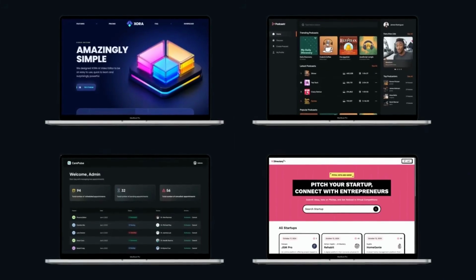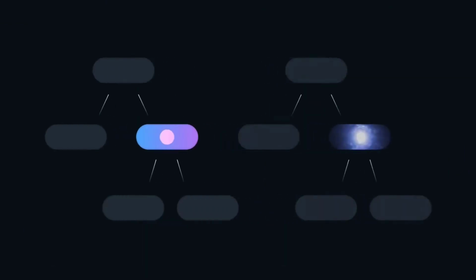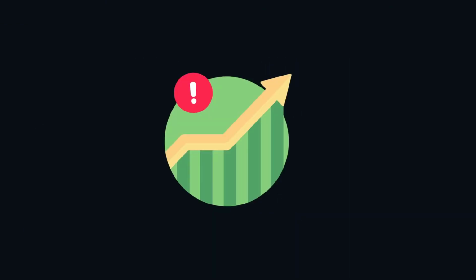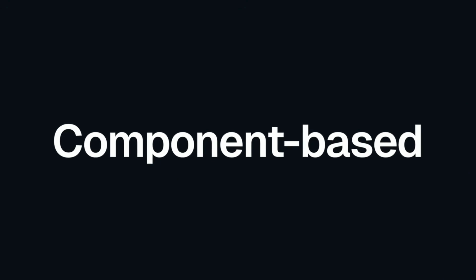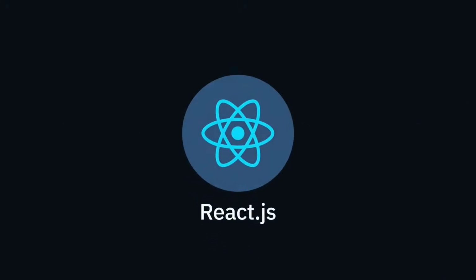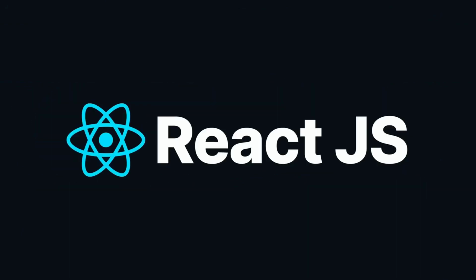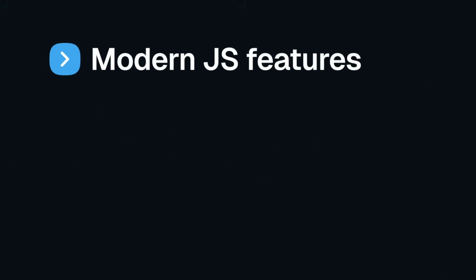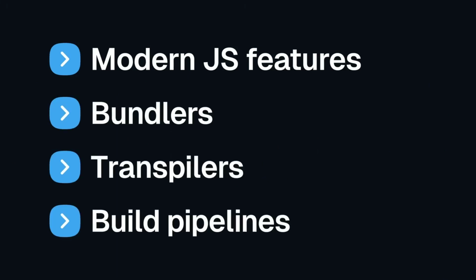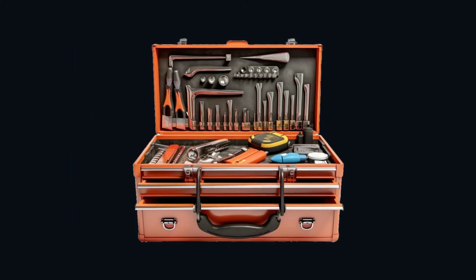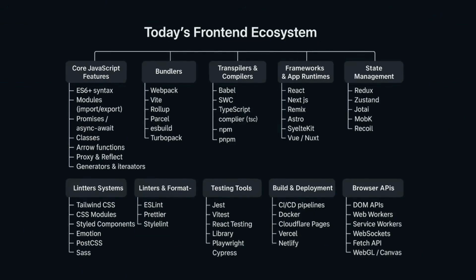But as apps grew more complex, manually managing the DOM became unscalable. This pushed developers toward component-based frameworks, leading to modern solutions like React, the R in the PERN stack. But React didn't appear out of thin air. It required modern JavaScript features, bundlers, transpilers, build pipelines, and all the tooling that powers today's front-end ecosystem.